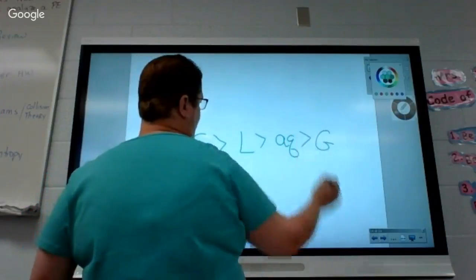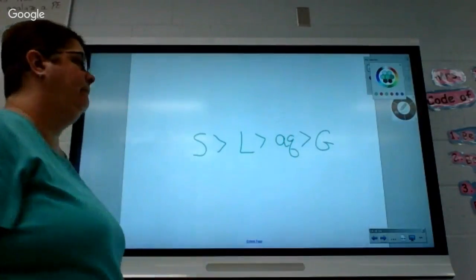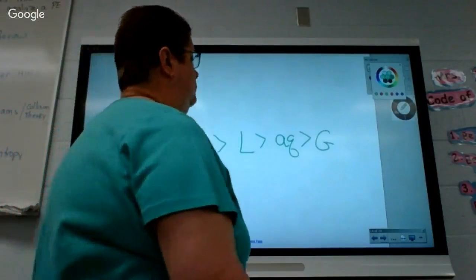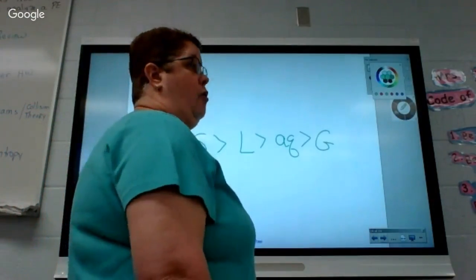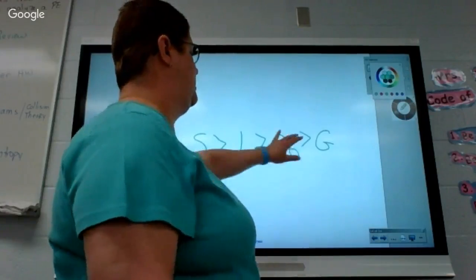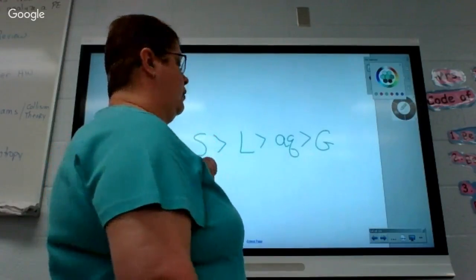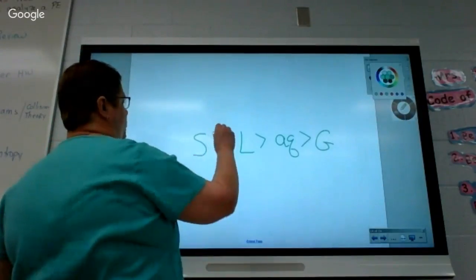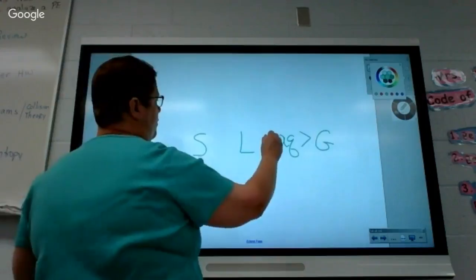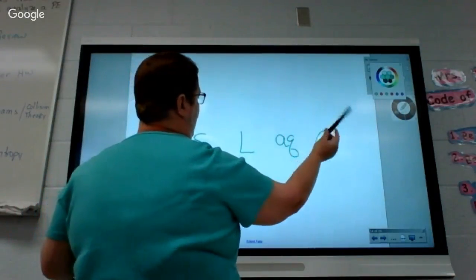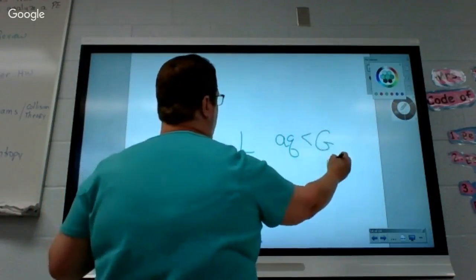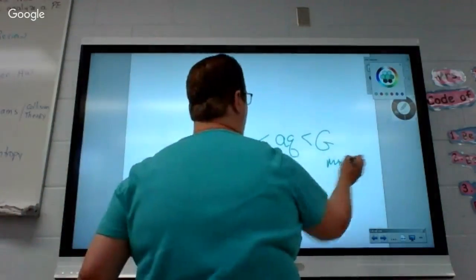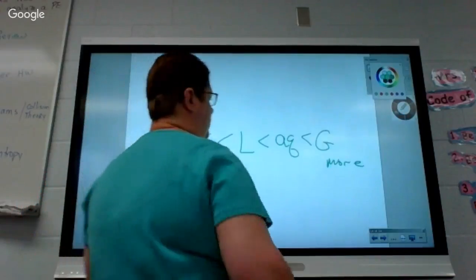Oh, yeah. A liquid's going to have more order than aqueous, because aqueous has got stuff dissolved in the water. I guess I should draw it the other way, because a gas is going to be more entropy. So let me draw my greater than signs that way. That'll be more, that'll be less.